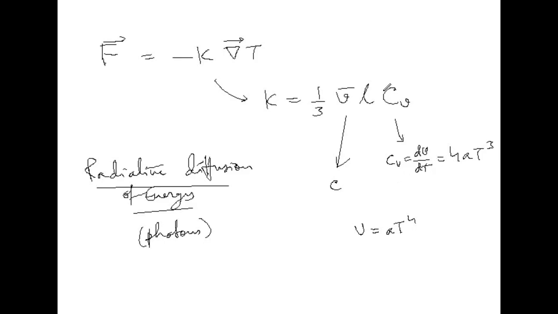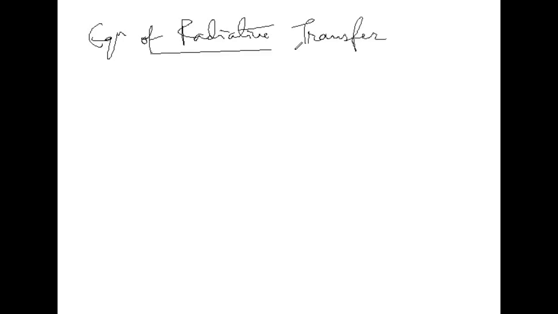Fine. Now the thing that is left is this mean free path l. So what we are going to do is obtain this mean free path from the equation of radiative transfer. Now let me write it. So, equation of radiative transfer. Basically, let me first write down this equation.